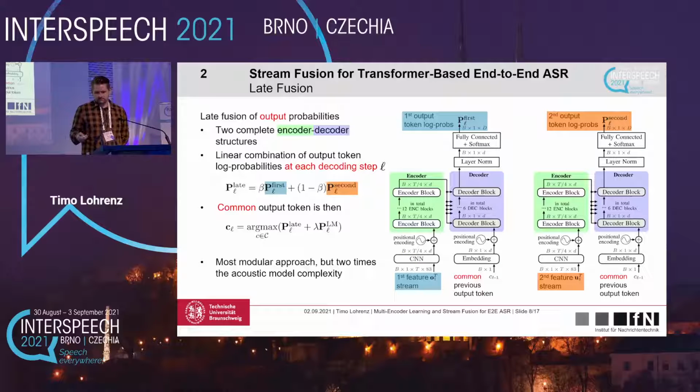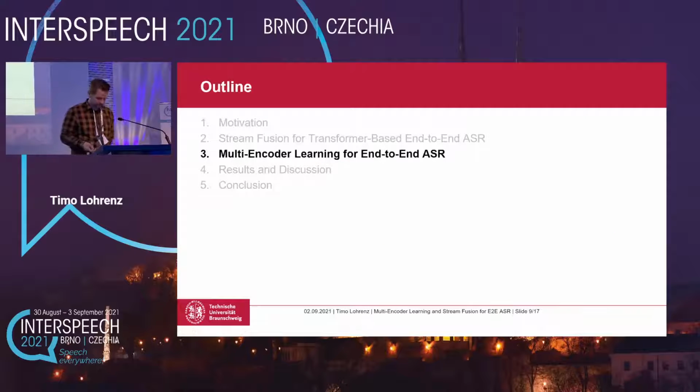Yeah, the cool thing is it's the most modular approach, but as you might see, this also yields the highest complexity as we have two completely separate models here. So let's look into multi-encoder learning, which is quite new.